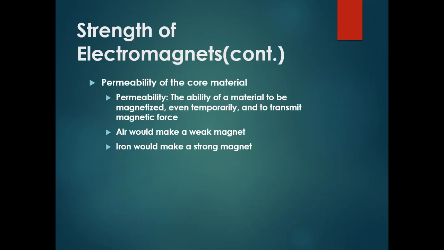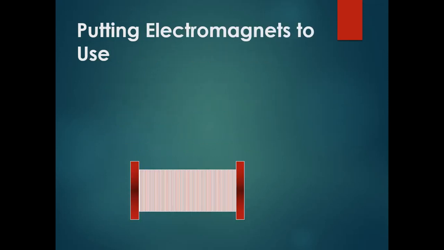Now the strength of the electromagnet also depends on the permeability of the core material. Permeability is the ability of the material to be magnetized, even temporarily, and to transmit magnetic force. Air would make a weak magnet, iron would make a strong magnet. So this is the permeability of the core material.